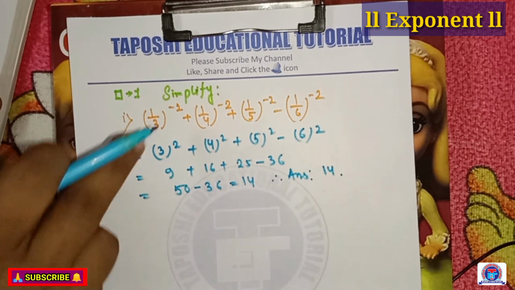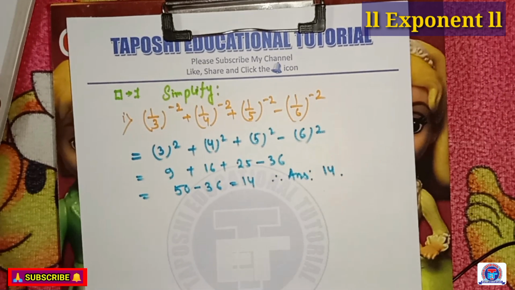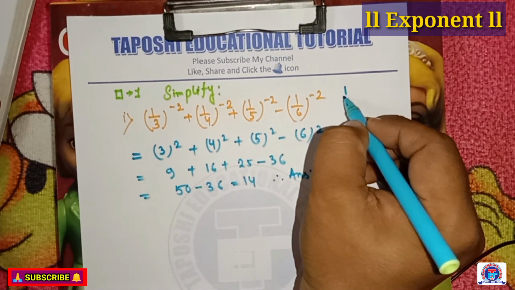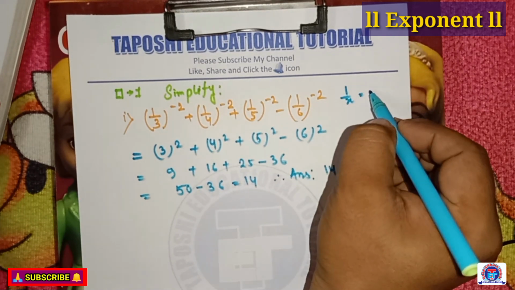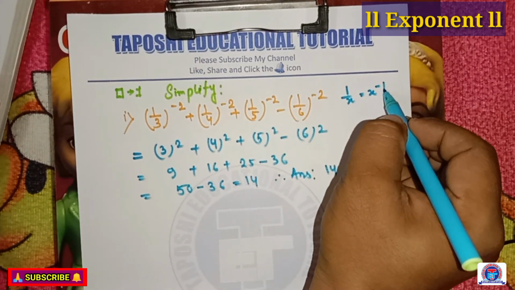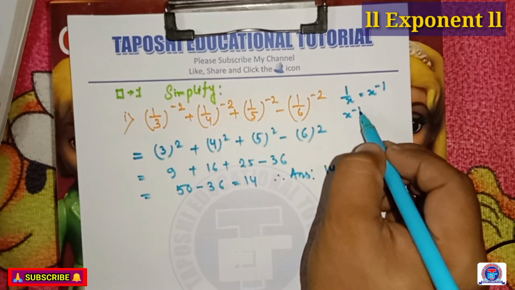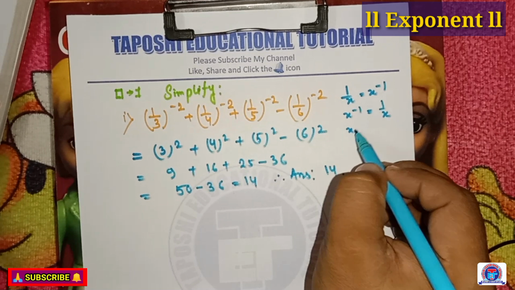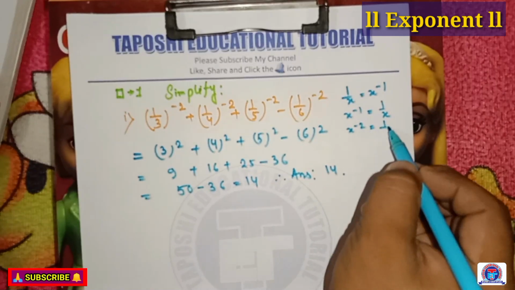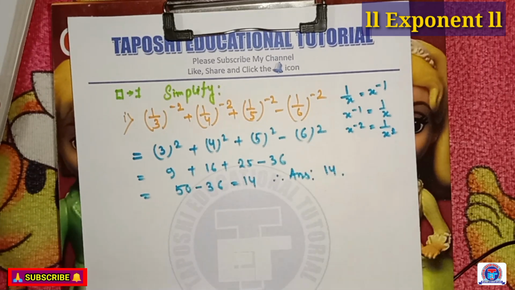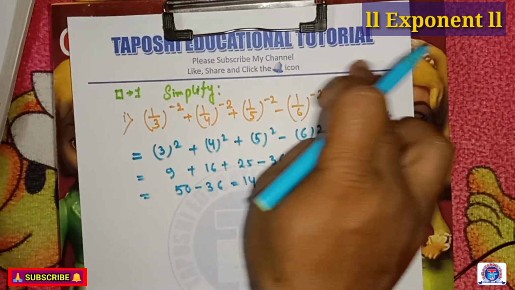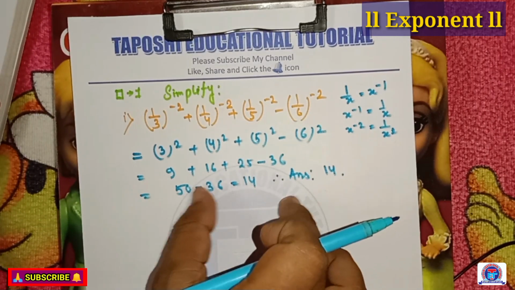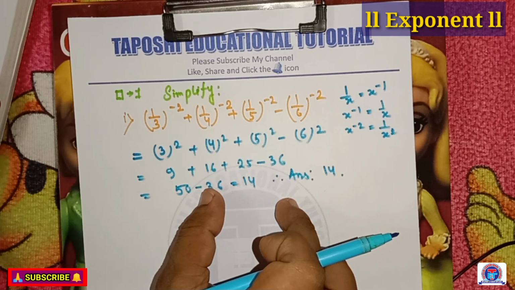I hope you understood this solution, right? Here 1 by x is equal to, we can write x to the power minus 1, or x to the power minus 1 is equal to 1 by x, or x to the power minus 2 is equal to 1 by x power 2, correct? This exponent formula helps to solve these mathematical problems. I hope you understood these mathematical problems and their solution.